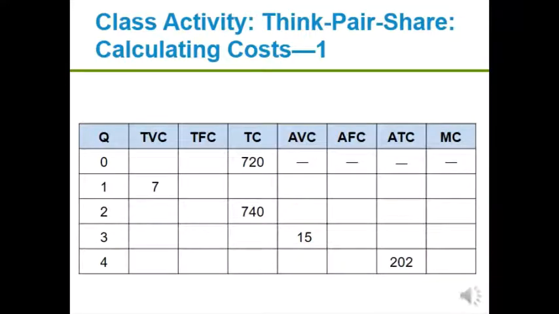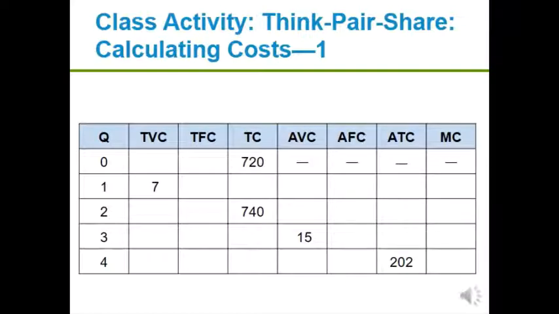So we ended last lecture with this table of quantities and costs and asked you to fill it out on your own. Now let's take some time to do it together as a class. And you'll notice there's a lot of missing information, but some given information. Let's start when quantity is 0.